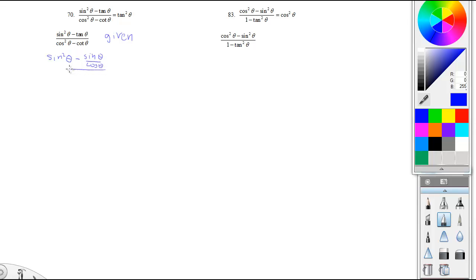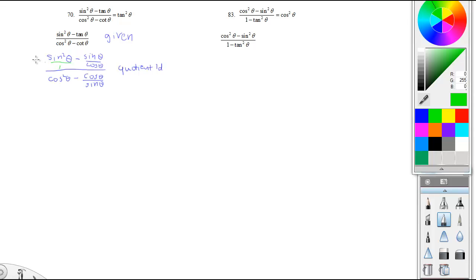And then rewrite the cotangent as cosine theta over sine theta. Okay, so for that we use the quotient identity. Then we're going to need common denominators to combine the fractions on the top, the two terms on the top.